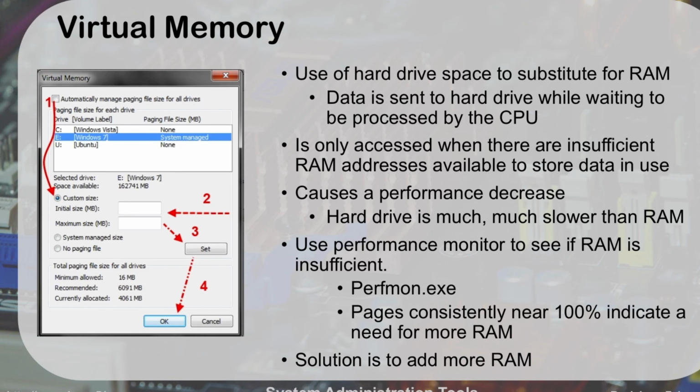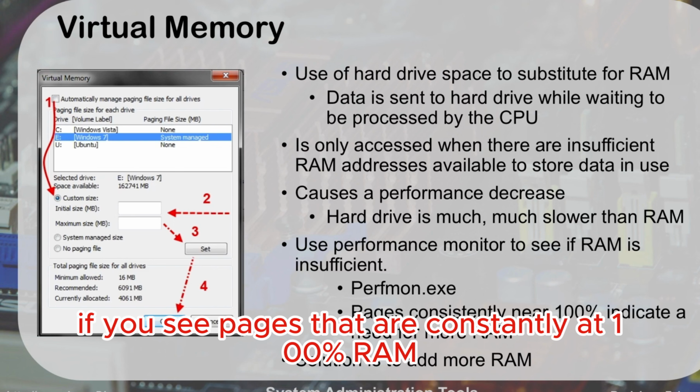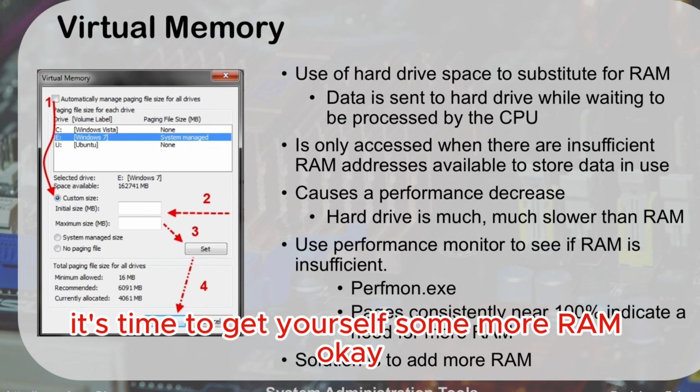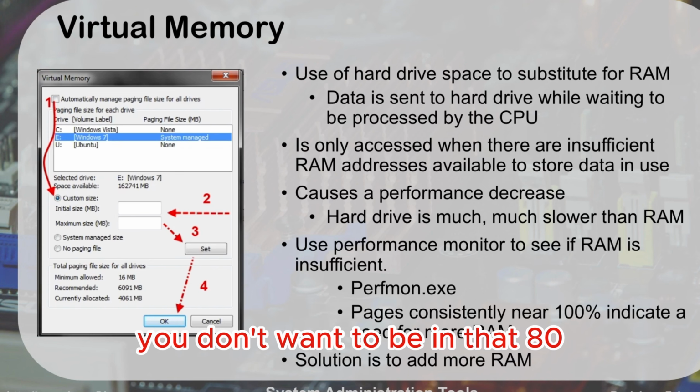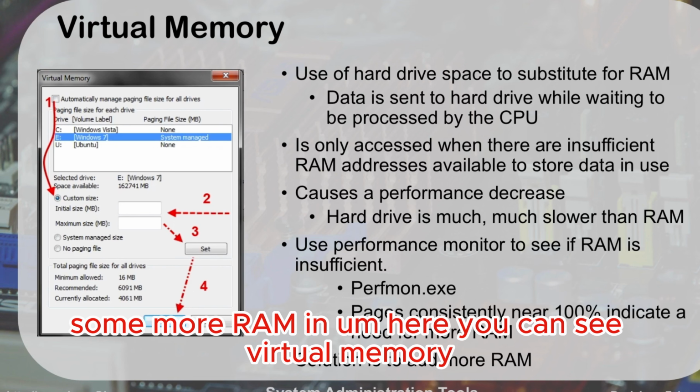And it does cause a huge performance decrease because, again, that hard drive has to spin up and spin down each time. You can use your performance monitor to see if you need more RAM. If you see pages that are constantly at 100% RAM, it's time to get yourself some more RAM, okay? You don't want to be in that 80, 90, 100% RAM utilization. Again, RAM's cheap, RAM's easy, put some more RAM in.